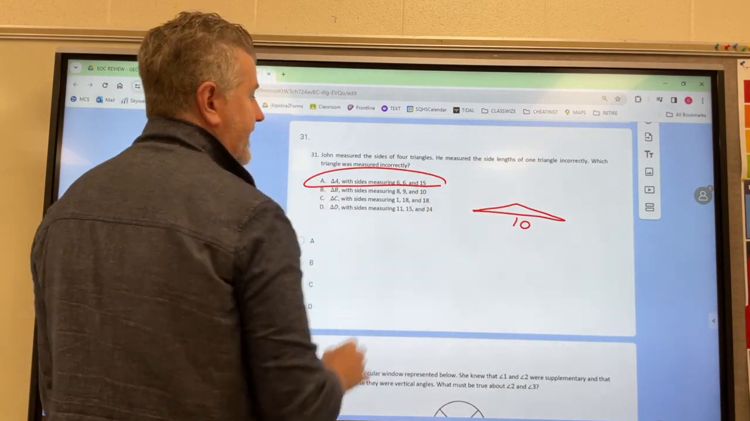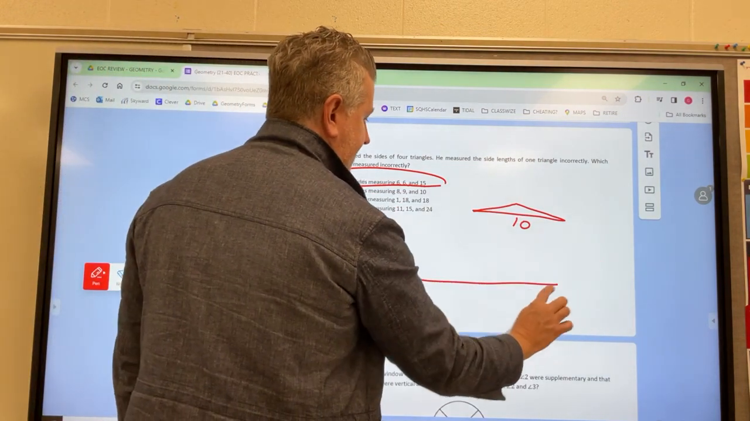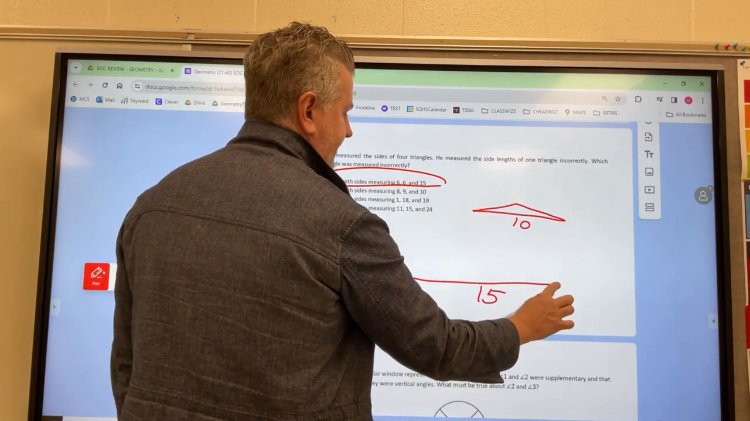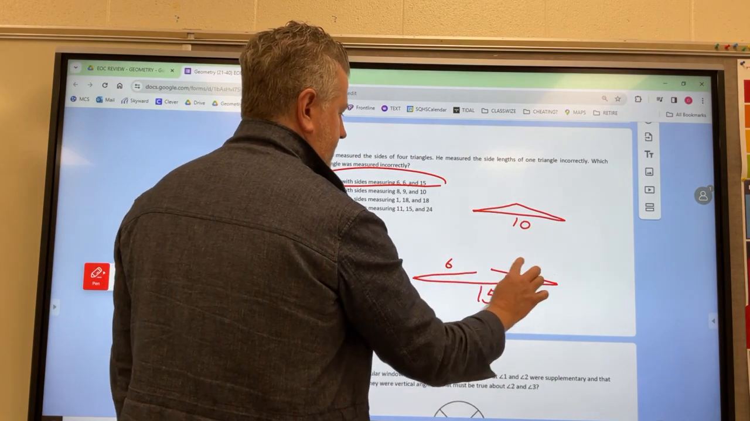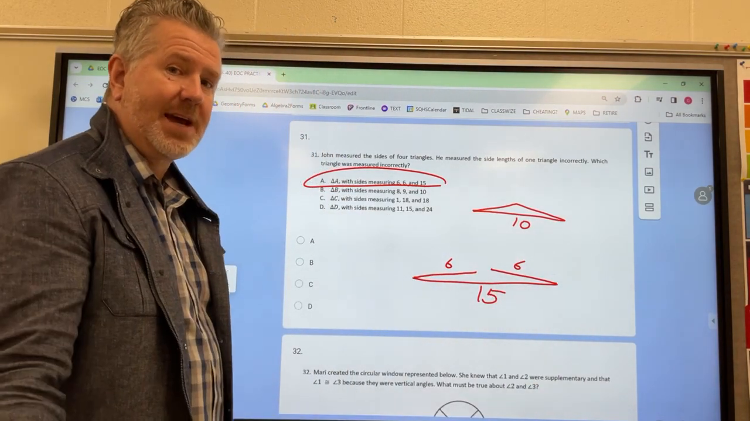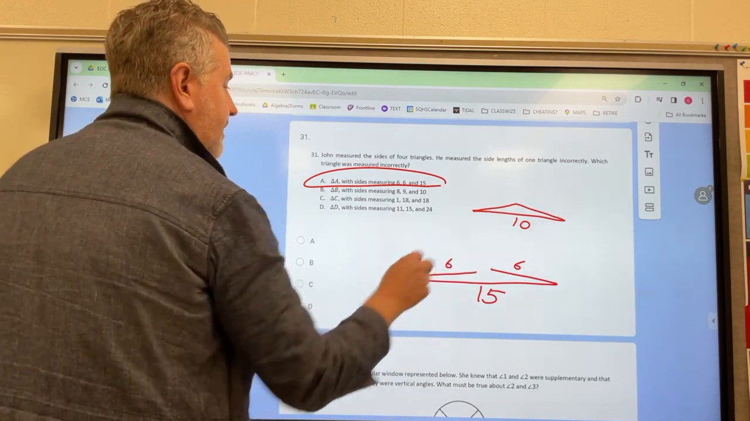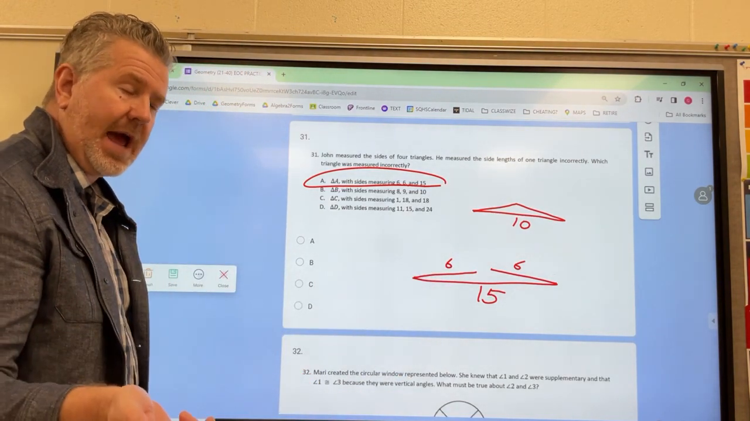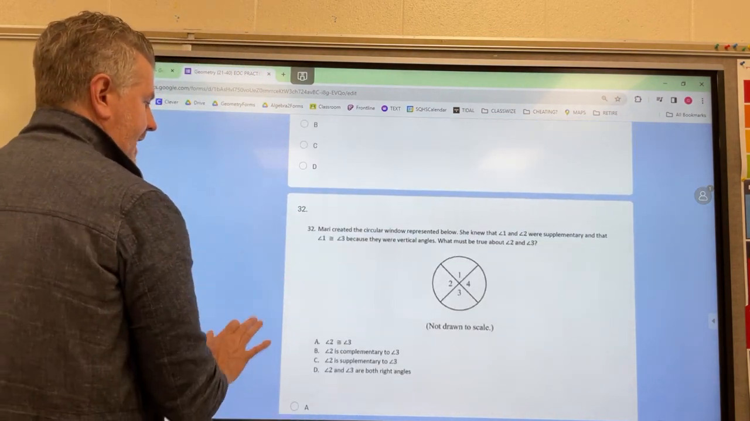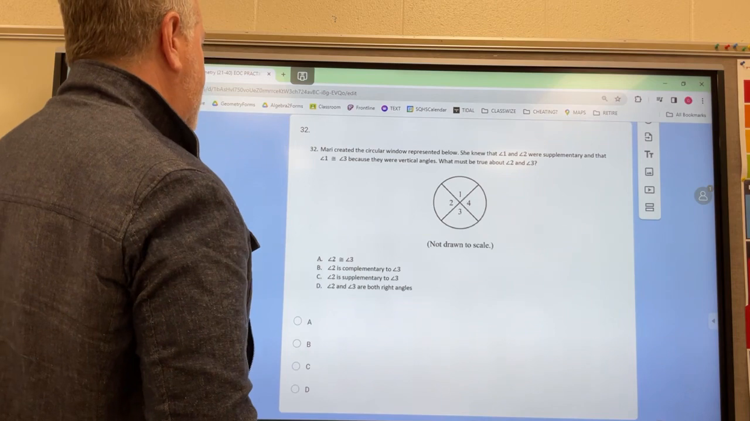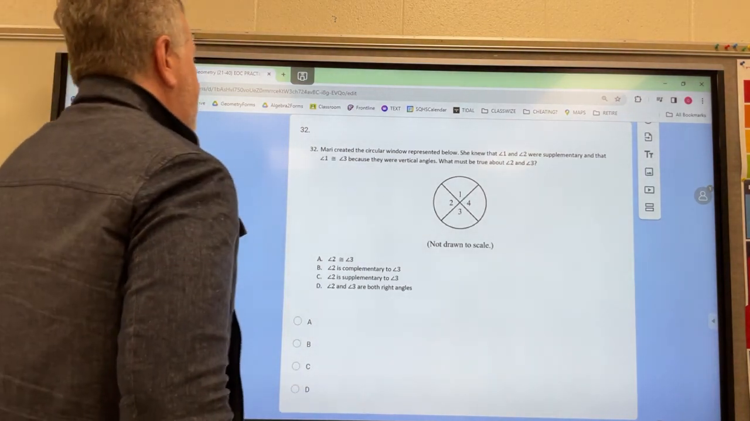So this one's the one that doesn't make sense. 2 sides add up to 6, the bottom side's 15. That would look like this: 15, 6, 6. It doesn't make a triangle. There's no way you can make a triangle out of those 3 sides. Those 2 shorter sides have to add up to more than the longest side. So we're going to go with A on that one. Okay, 9 more to go. We're at 12 minutes, not bad.